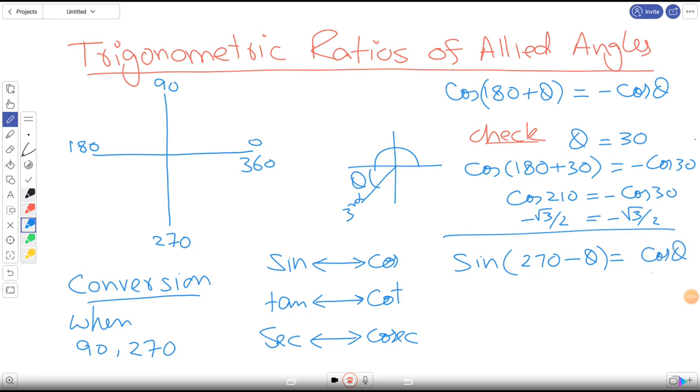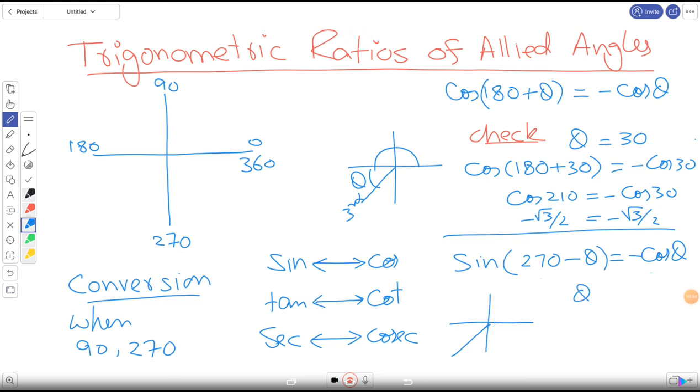Now check which quadrant it is in. It is 270 minus theta. So 270 is this, and minus means I am going backward. So I will not go into the fourth quadrant. I will come into the third quadrant. So it means I am here. If I'm in the third quadrant, you know the third quadrant sign is always negative for sine. So I have to put a minus sign here. So let's check the sign now.